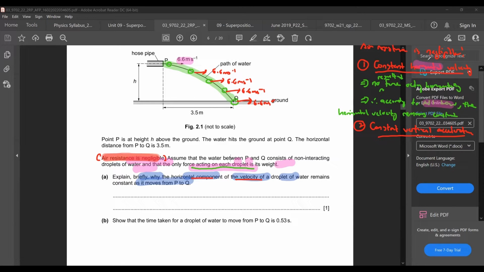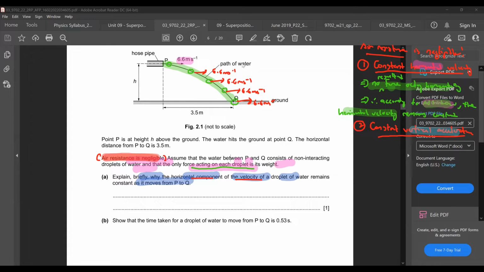The moment you see air resistance is negligible, this is most of the time the conclusion that you will get. You will have constant horizontal velocity, because there is no force acting horizontally. There's no air resistance to oppose your motion horizontally, and no other force to oppose it. So from Newton's first law, I would say that your horizontal velocity remains constant. But then, why do I say that you have constant vertical acceleration?